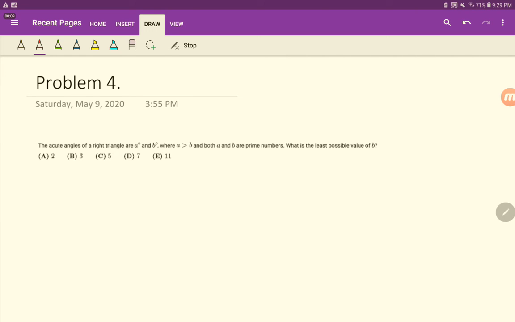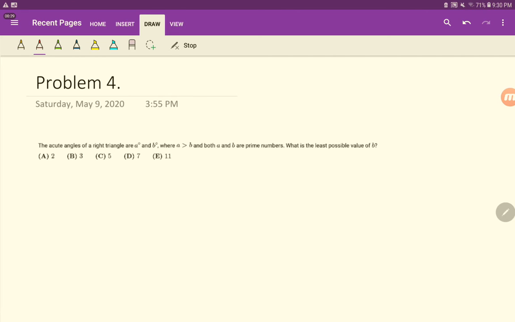Today, we will be covering Problem 4 of the 2020 AMC 10B. The problem reads, the acute angles of a right triangle are A degrees and B degrees, where A is greater than B, and both A and B are prime numbers. What is the least possible value of B?